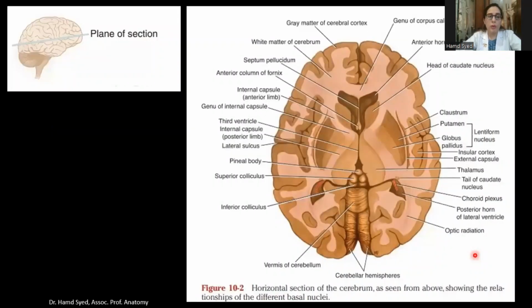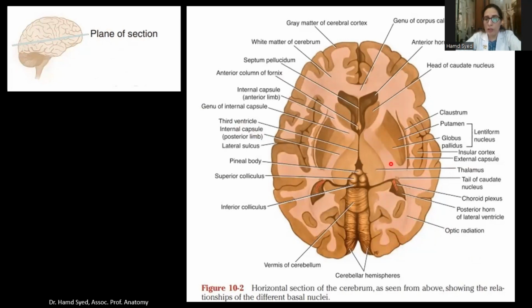So here now we are looking at a transverse section. If you look at the inset in the top left of the screen, you can see the level or the plane of the section that has been taken. Now this is a transverse section through the brain. And now as we are looking at this transverse or horizontal section of the cerebrum from above, we can see here are the frontal lobes, and in this area you can see the insular cortex in this part of the cerebrum, and posteriorly is the occipital lobe.